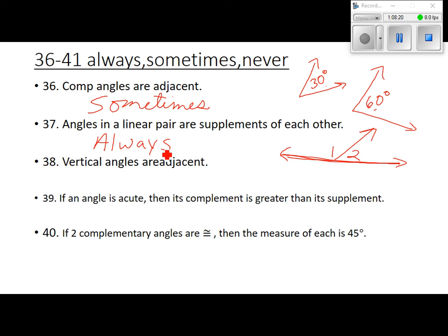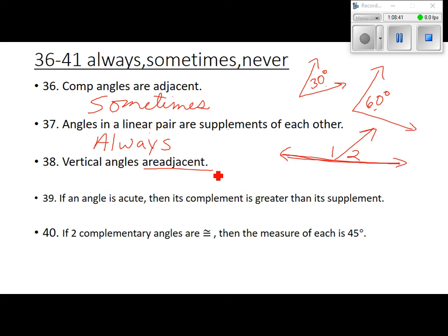If it says it the other way around, if it says two angles are supplements, then they form a linear pair. That doesn't have to be the case. So linear pairs are always supplementary angles, but supplementary angles aren't always linear pairs. Vertical angles are adjacent. Sorry, I didn't type that right there.